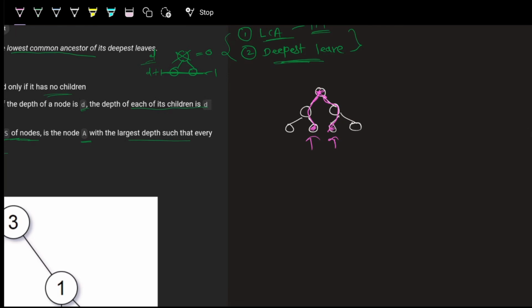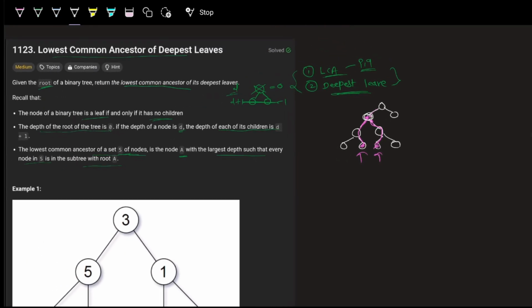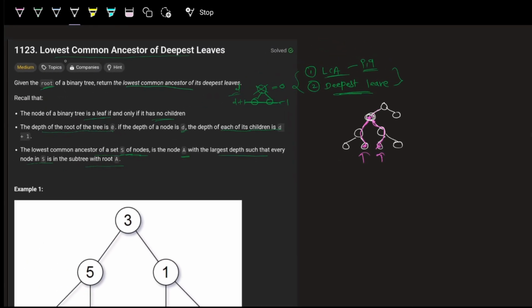And for example, if the tree would have been something like this again, still this would be the lowest common ancestor. Why? Because we have to find the lowest common ancestor of the deepest leaves. So these are my deepest leaves, these all four, and these all four have the lowest common ancestor, this node only. This is what we have to find.